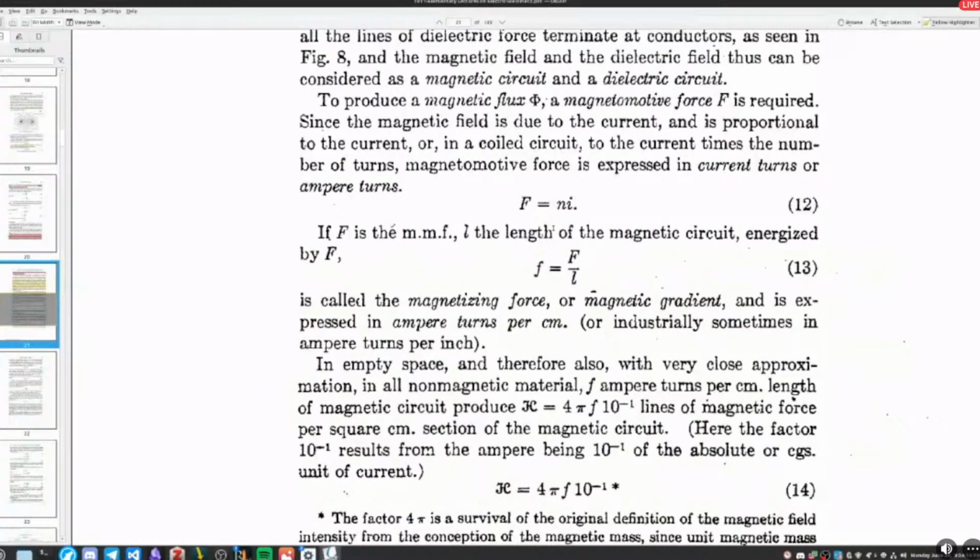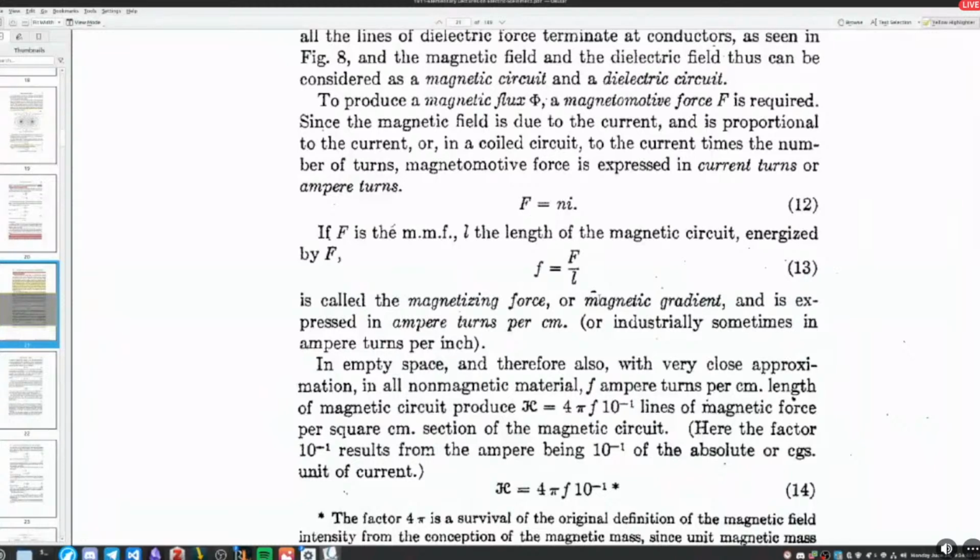I need a chart of what these letters mean. If F is the MMF, L the length of the magnetic circuit energized by F, little f equals F over L, or length. It's called the magnetizing force or magnetic gradient and is expressed in ampere turns per centimeter, or industrially sometimes in ampere turns per inch.